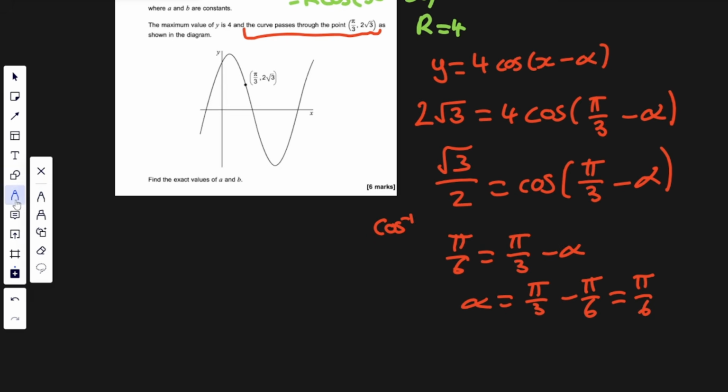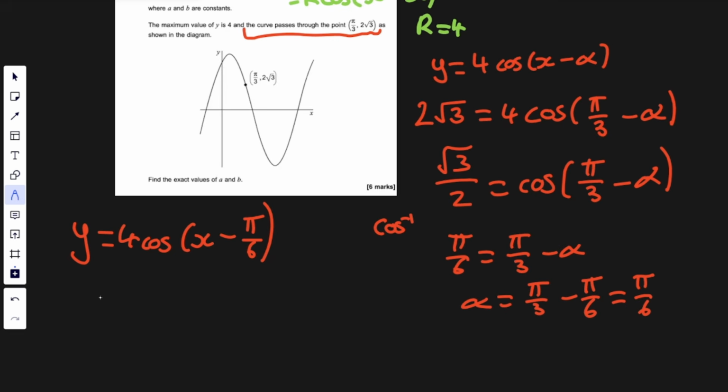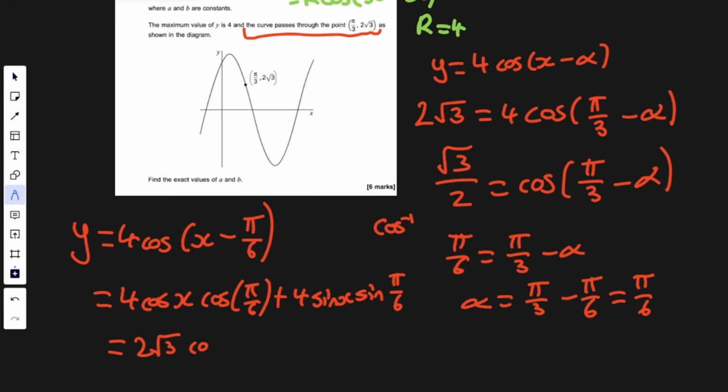So all in all, we have that y equals 4 cos(x minus pi on 6), which is equal to 4 cos x cos pi on 6 plus 4 sin x sin pi on 6. And well, that's going to give us 2 root 3 cos x plus 2 sin x. And we're done. So a equals 2, b equals 2 root 3.